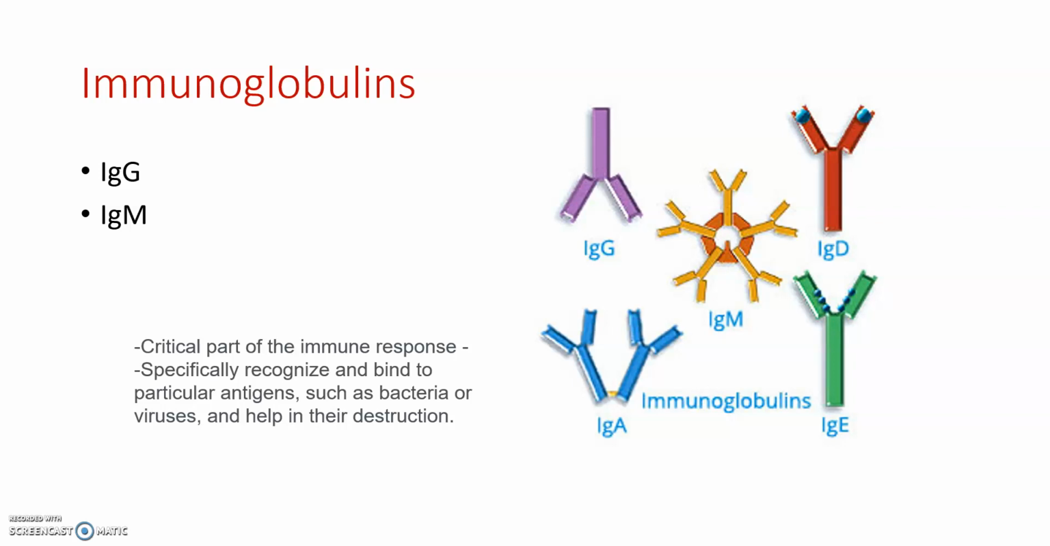The next term that we must understand is immunoglobulins. They are nothing but the fighters. They are the immune response generators of our body. I can share a link which gives you detailed information about the immune system fighters, that is immunoglobulins, in the description box of this video. You can get more information about immunoglobulins. They are actually the critical part of our immune system response. Specifically, they recognize and bind to a particular antigen such as bacteria or virus and help in its destruction.